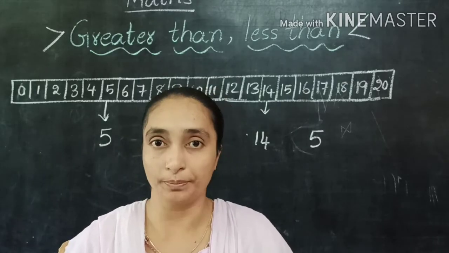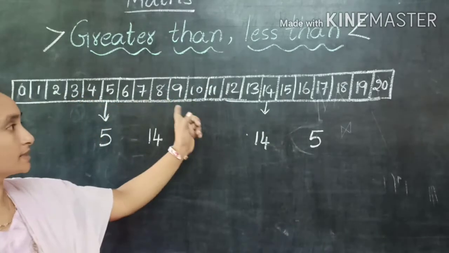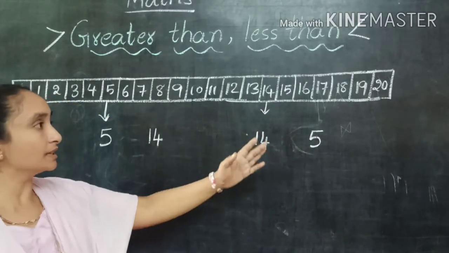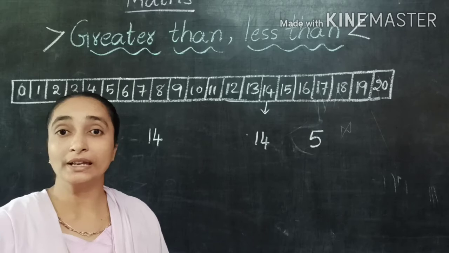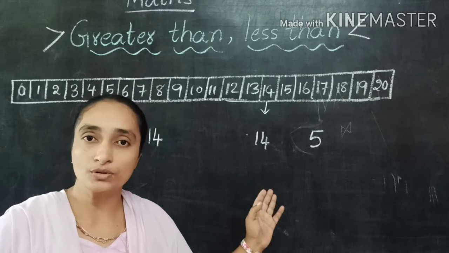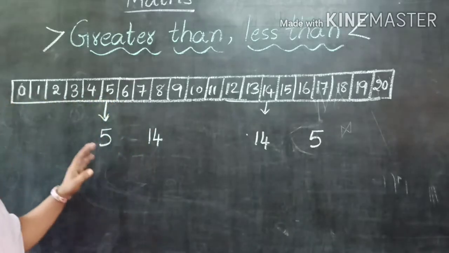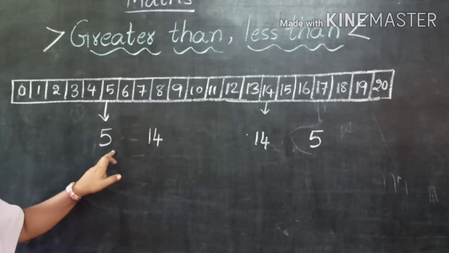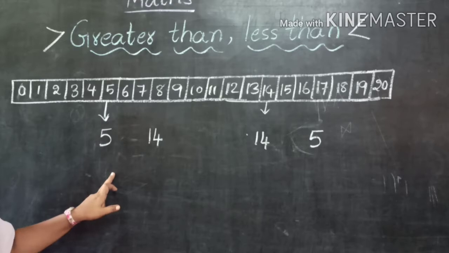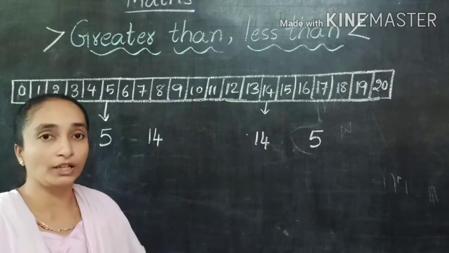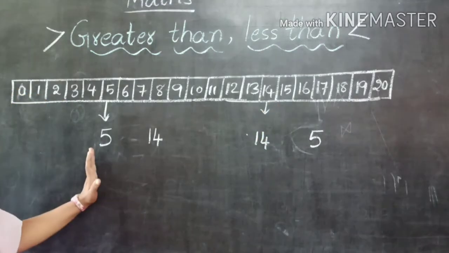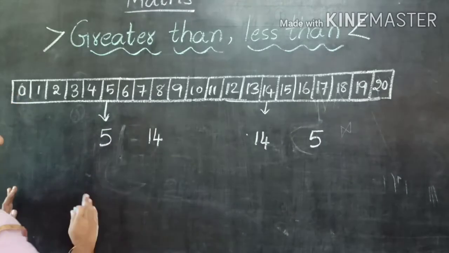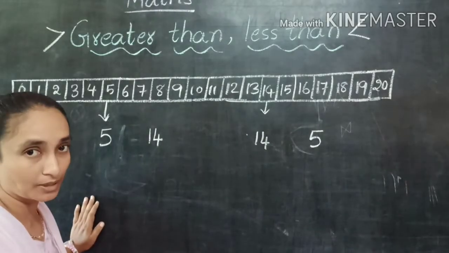See a number strip. This is called a number strip. Up to 20 numbers are there in this strip. Here we can see the 20 numbers. How can we compare the numbers using the number strip? We are selecting the 5 here. I have selected the number 5 and another number is 14. Between these, how can we compare the numbers?